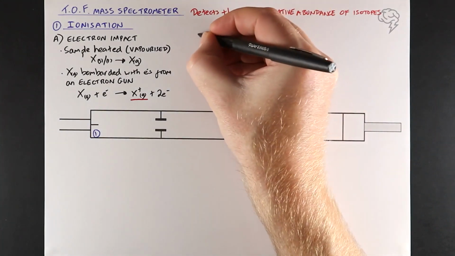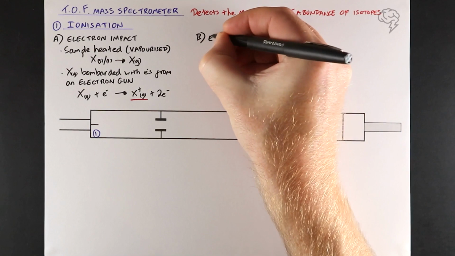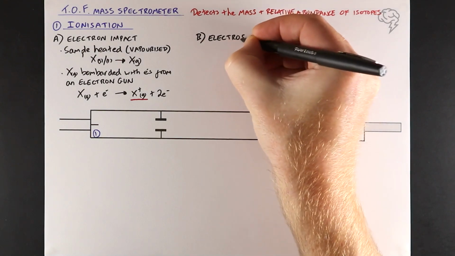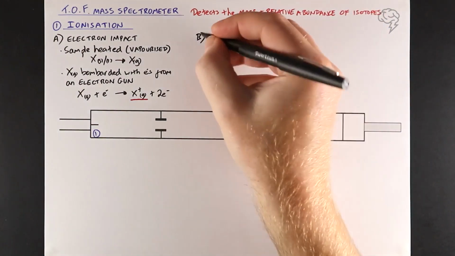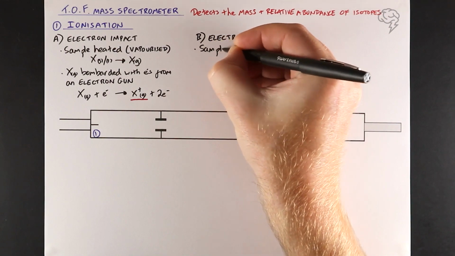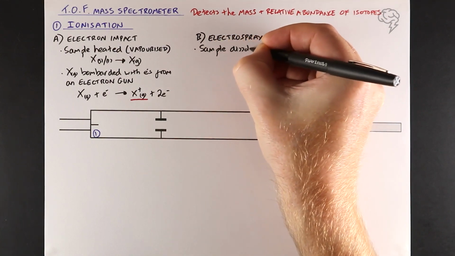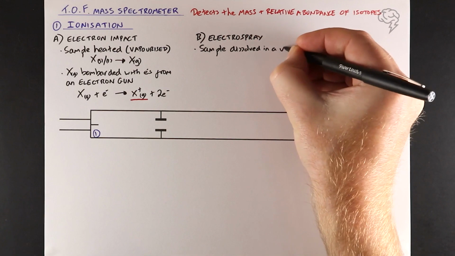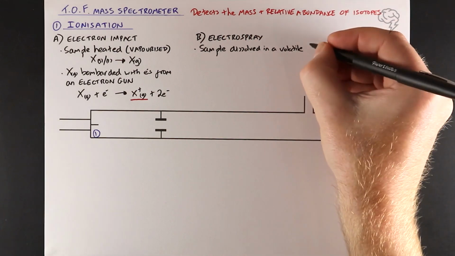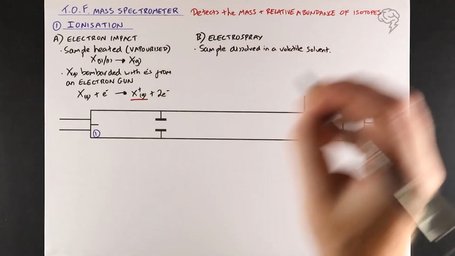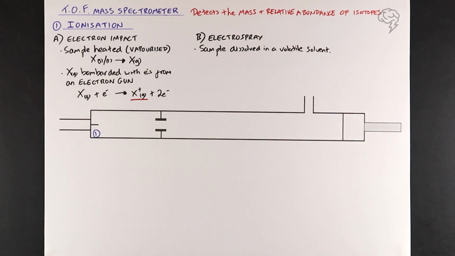The second of the two methods is known as the electrospray technique. So electrospray ionization, just like there's a prerequisite in electron impact of it being vaporized, with electrospray ionization your sample needs to be dissolved in a volatile solvent. Now, volatile doesn't mean reactive, it means turned into a gas very easily. Okay, so it vaporizes very, very easily. That's what volatile means. So our sample is dissolved in a volatile solvent.